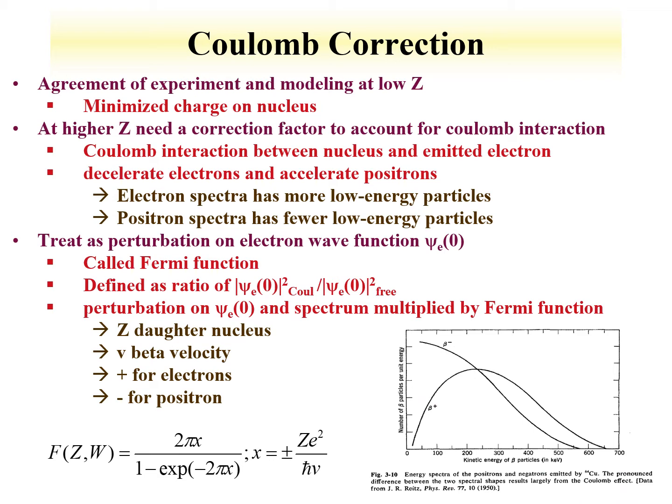This perturbation is also called the Fermi function, and it's defined as the ratio of the electron wave function, so the probability to find the electron with the Coulomb over the same probability without the Coulomb. And for this perturbation on the wave function, the spectrum can be multiplied by this Fermi function to account for the Coulomb correction. That equation is shown here, where I have certain terms such as the Z of the daughter nucleus, the beta particle velocity, and a sign that is positive for electrons and negative for positrons.